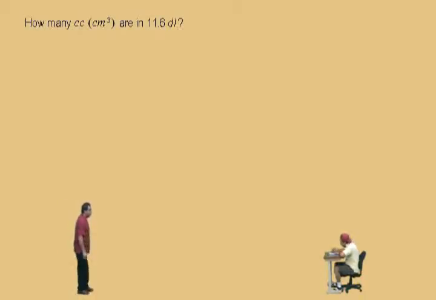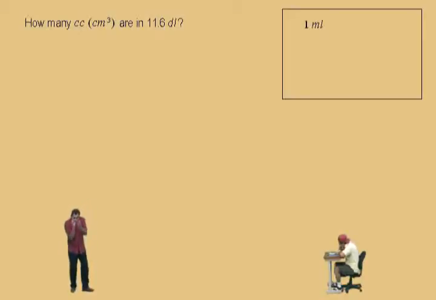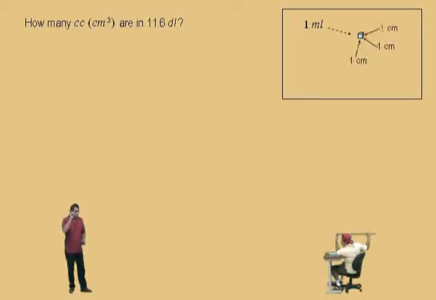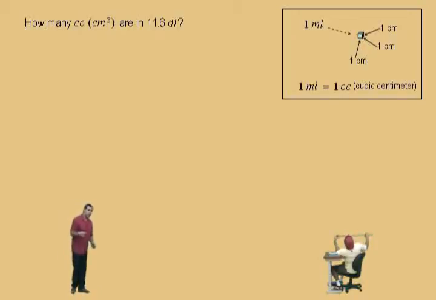Now, remember, 1 milliliter is really small. It's like a little cube there, right? Well, a milliliter is actually, if you look at this picture here, 1 centimeter cubed, or 1 cubic centimeter. So 1 milliliter, sometimes referred to as 1 cc, or 1 cc means 1 milliliter, right?